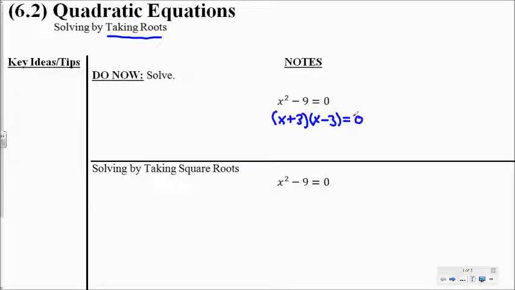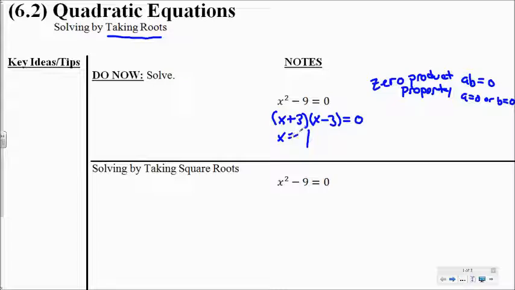And once we have factored it, we can use the zero product property to solve the remaining equation. The zero product property says that if I have the product of any two things, then one of those two factors must be zero. So once we've factored a quadratic equation, we've turned it into a product of two linear equations, so one of those two factors must be zero. So either x plus 3 equals 0, which occurs when x is negative 3, or x minus 3 equals 0, which occurs when x is equal to 3, making my solution set negative 3 and 3.